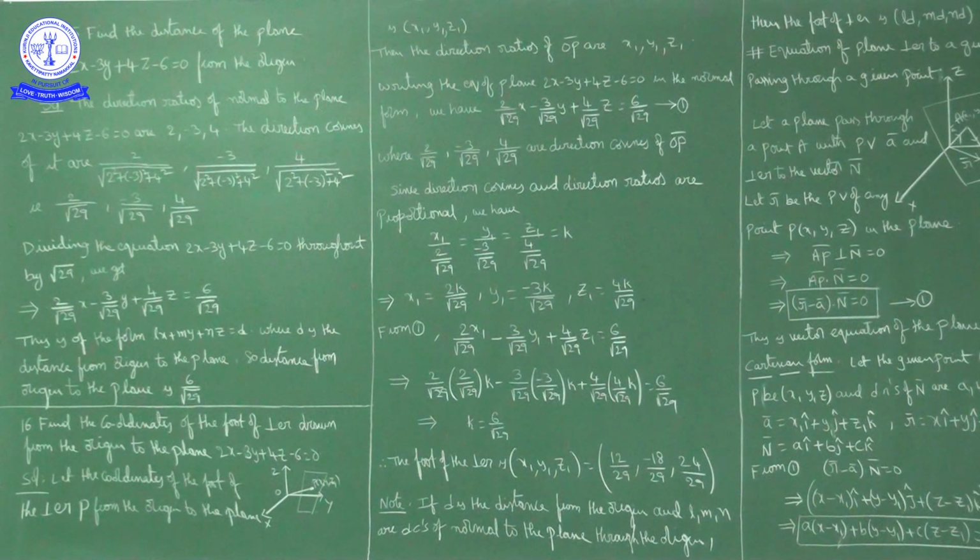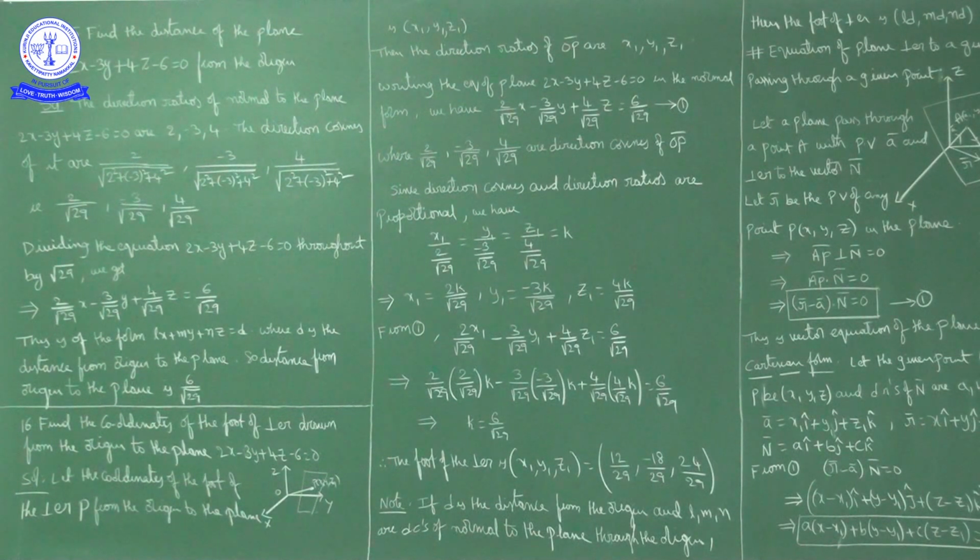So this is the form lx plus my plus nz is equal to d, where d is the distance from the origin to the plane. So the distance from the origin to the plane is 6 upon square root of 29. Here the question is to find the distance of the plane from the origin. So first of all, write the given plane equation as ax plus by plus cz is equal to d.